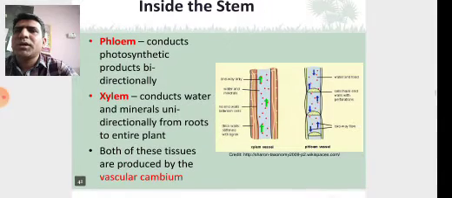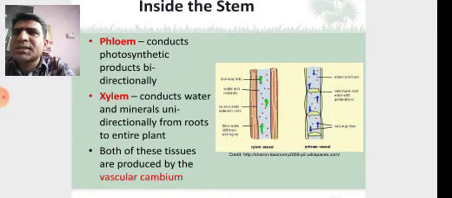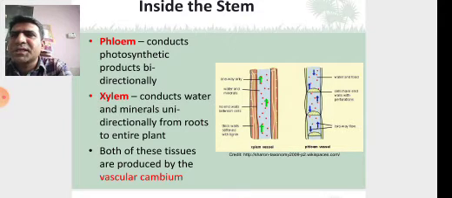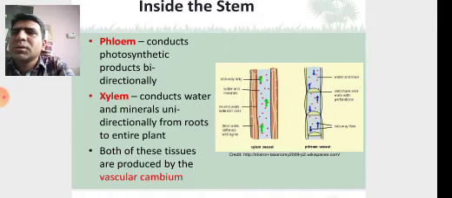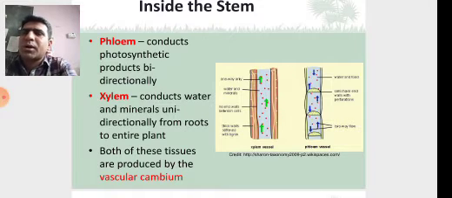Inside the stem, what does the anatomical structure include? It consists of phloem and xylem. Phloem conducts the photosynthetic products bidirectionally, meaning from top to bottom and bottom to top. Xylem conducts water and minerals unidirectionally, in a single direction from the roots to the entire plant. It absorbs from the root and transports it to other parts of the plant. Both of these tissues are produced by the vascular cambium.